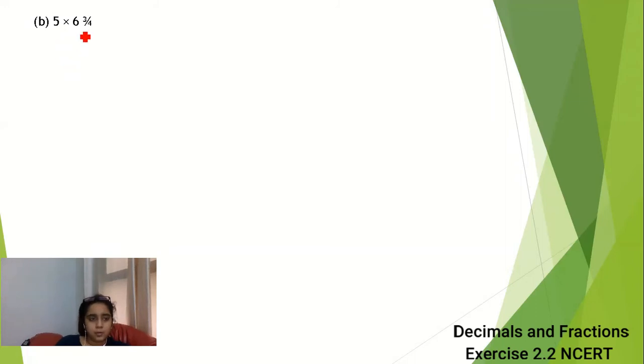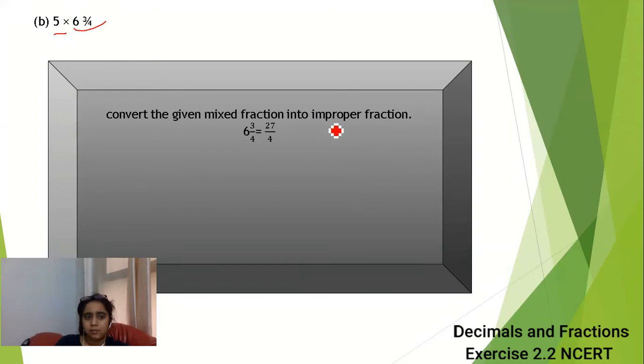Now we have to multiply 5 by 6 3 upon 4. First we will solve this, and whatever answer we get, we will multiply that answer with this 5. So convert the given mixed fraction into an improper fraction. That is 6 multiplied by 4 is 24, and 24 plus 3 is 27. So our answer is 27 upon 4. Now we will multiply this 27 upon 4 by 5, and I will represent 5 as 5 upon 1. In the next step, I will multiply the numerator values with each other and the denominator values with each other. So if I multiply 27 by 5, I get 135.